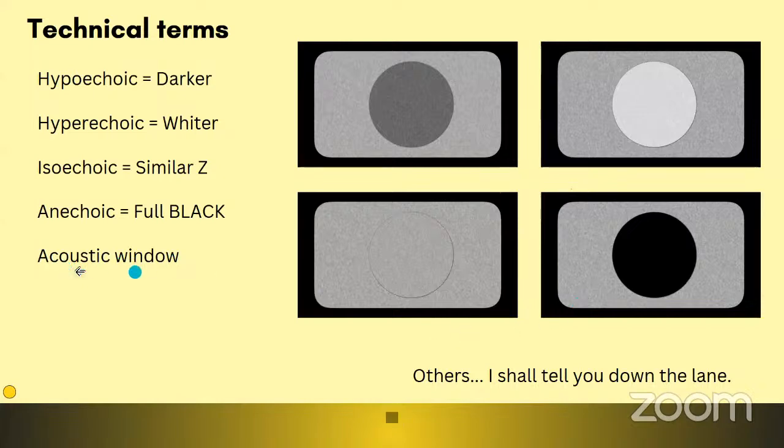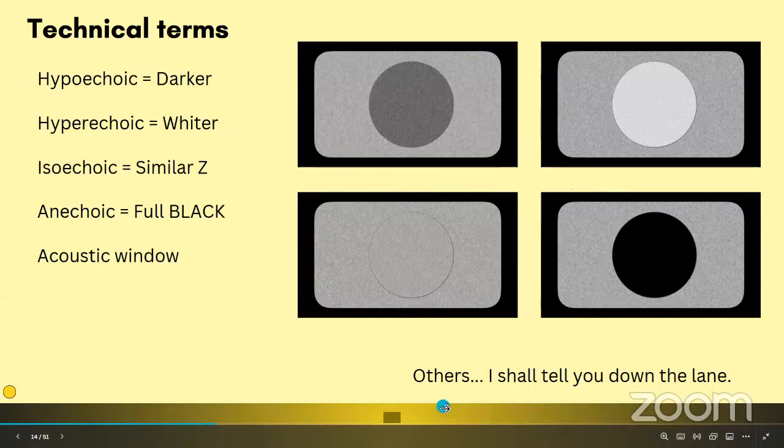And we also have another term called acoustic window. I'll tell you about it in a few minutes. And if there are other technical terms, those will be explained down the line.